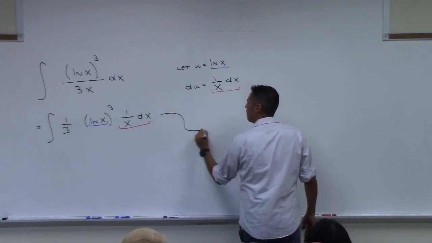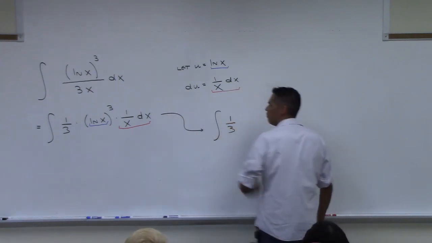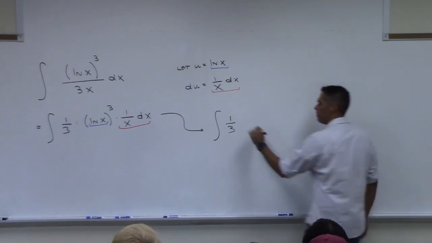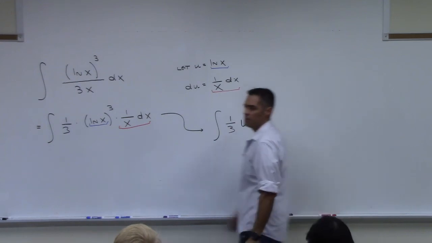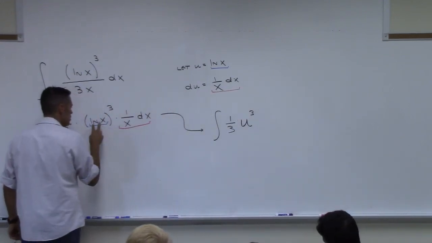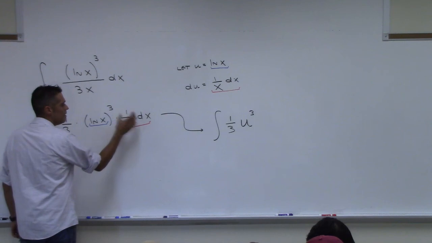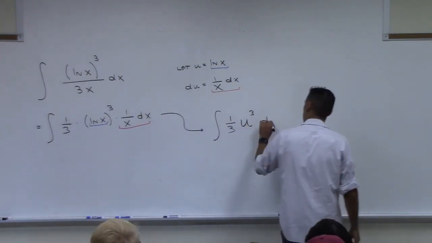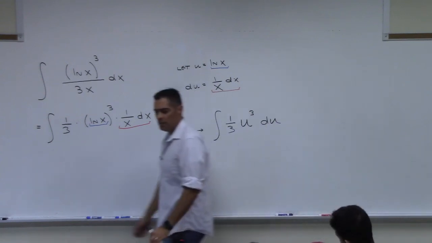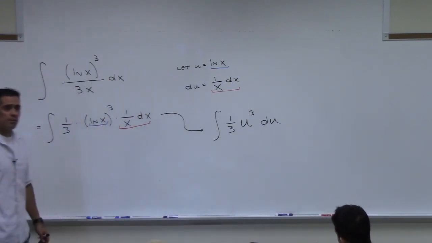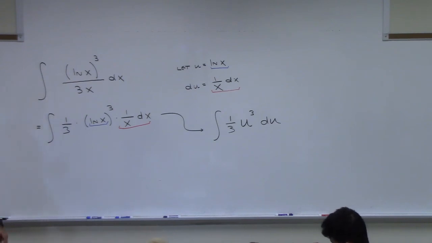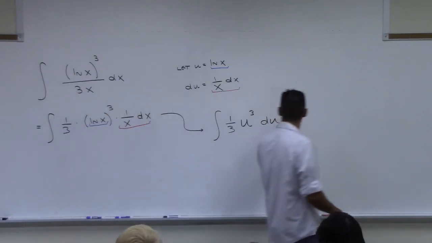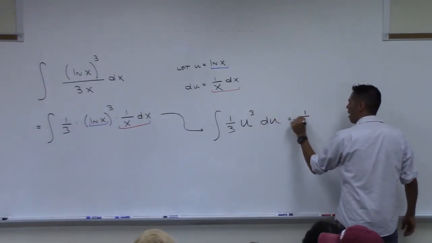So this is going to become integral 1/3 what? u cubed. Right? So this right here, the natural log is our u, but we still have to cube it. So u cubed, and then this is just du. Now, can you find the antiderivative of 1/3 u cubed? That's just power rule. That's from last class. It's just we're using u instead of x. So the 1/3 will just come with us for the ride.